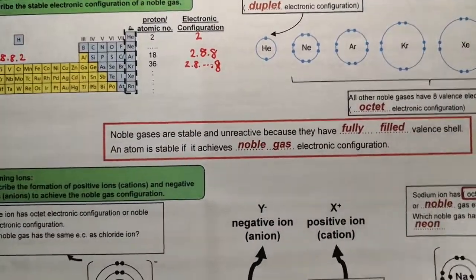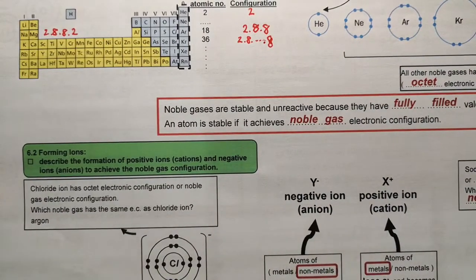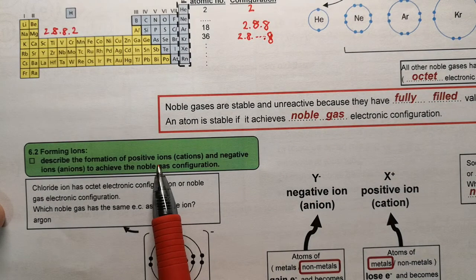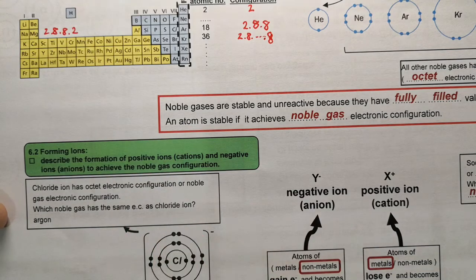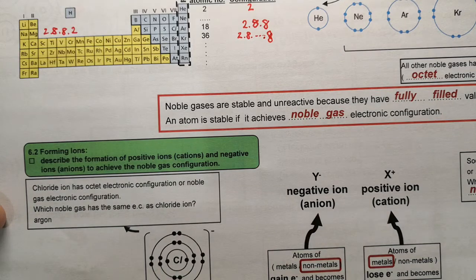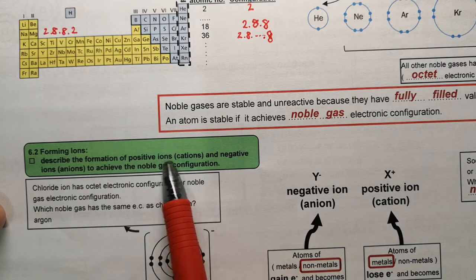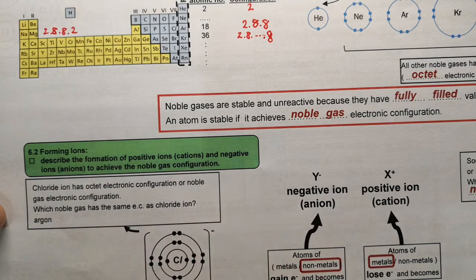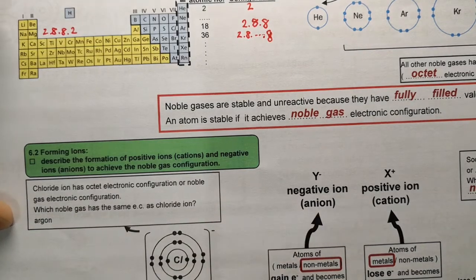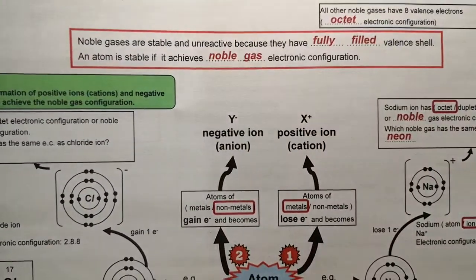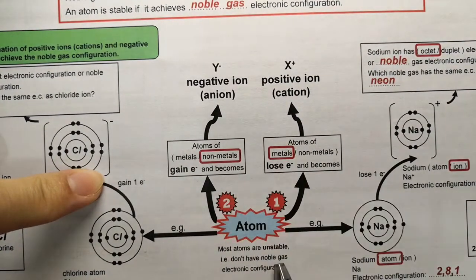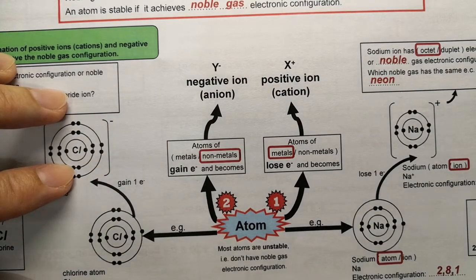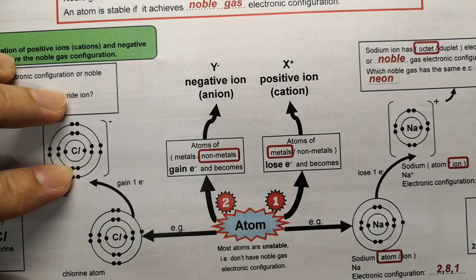Now let's look at 6.2, forming ions. Describe the formation of positive ions and negative ions to achieve the noble gas electronic configuration. You need to know that a positive ion is also known as a cation, and a negative ion is also known as an anion. So let's look at how cations and anions are formed. Most atoms are unstable because they don't have a stable electronic configuration, they don't have noble gas electronic configuration.